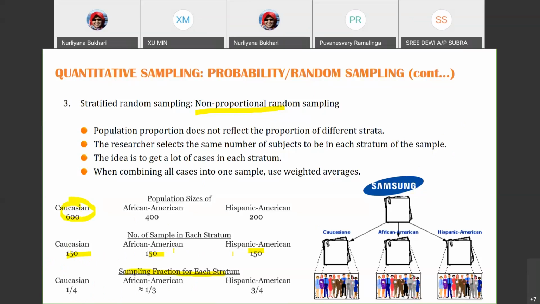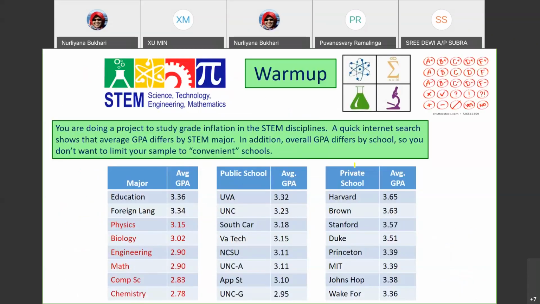Now you only select 150. So this is actually a quarter only. And you got the whole of Hispanic American, but the majority are Caucasian. So that's the balance, or rather the imbalance, actually.